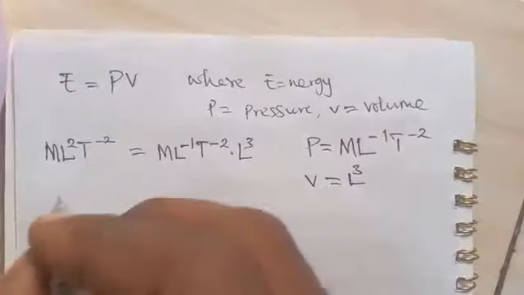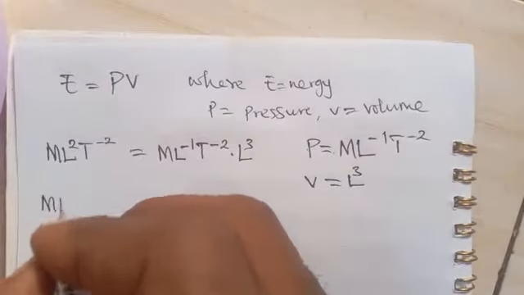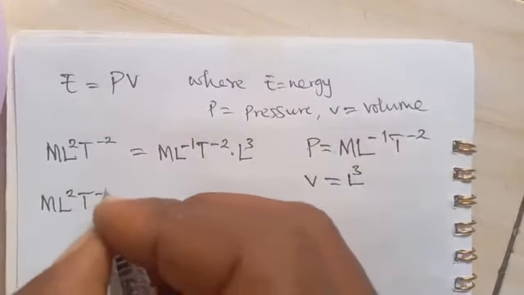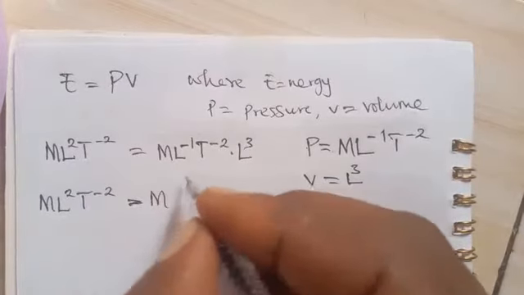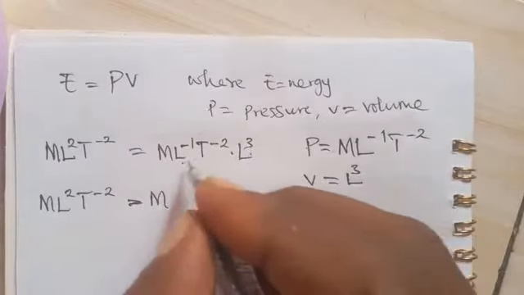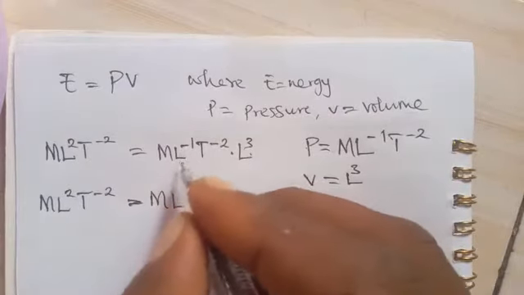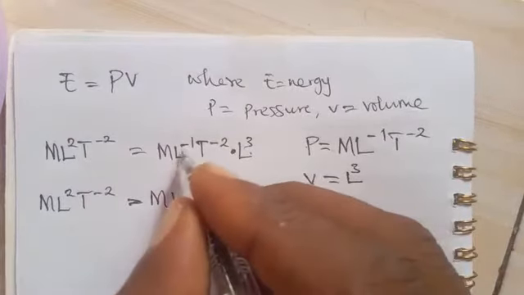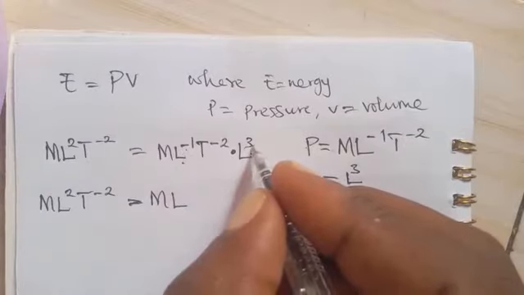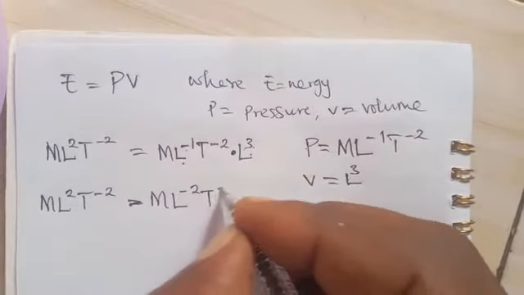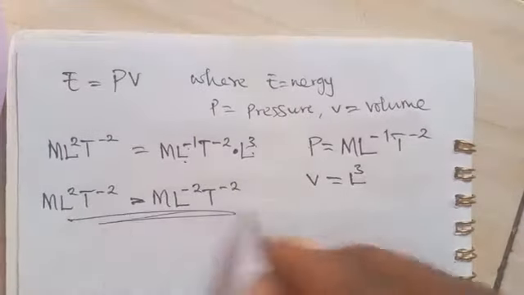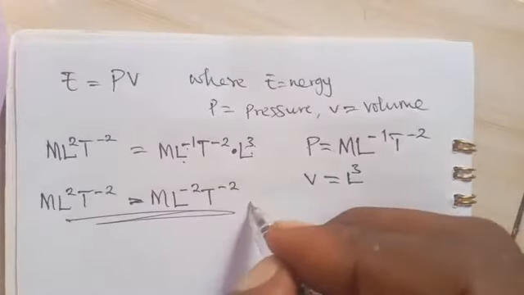Okay, so we proceed and have that mL squared T minus 2 is equal to, here we have m, L here and L here, we pick 1, minus 1 plus 3 will give you minus 2. Then we'll bring down T minus 2. You can see that it is dimensionally correct.